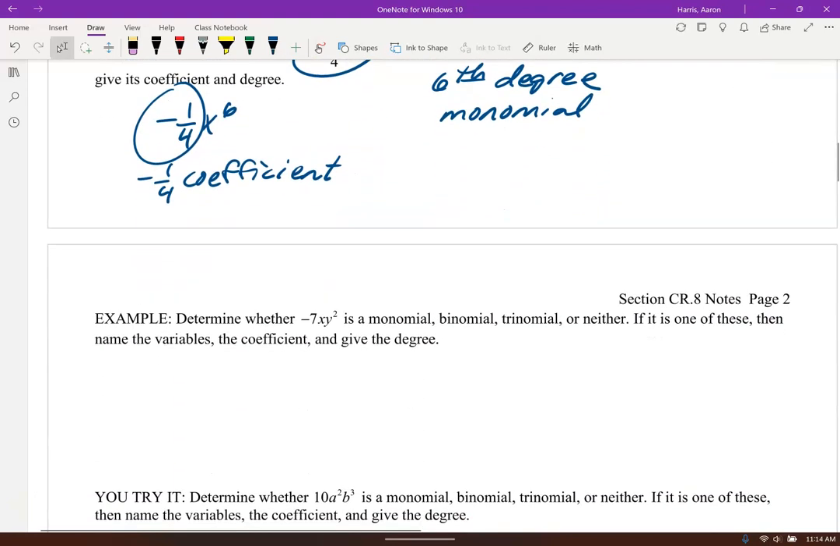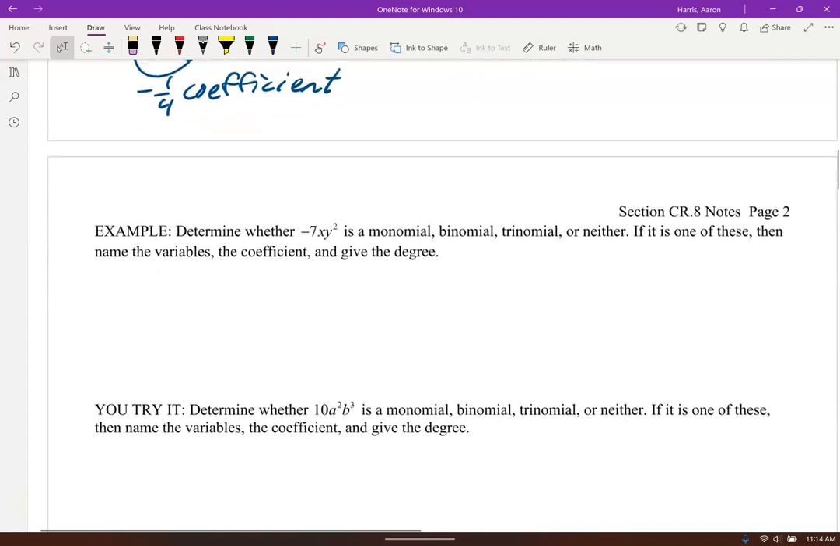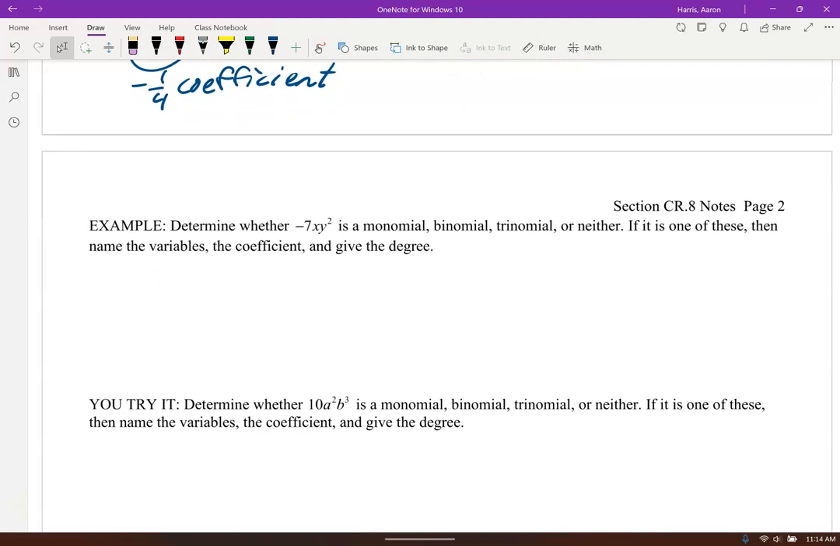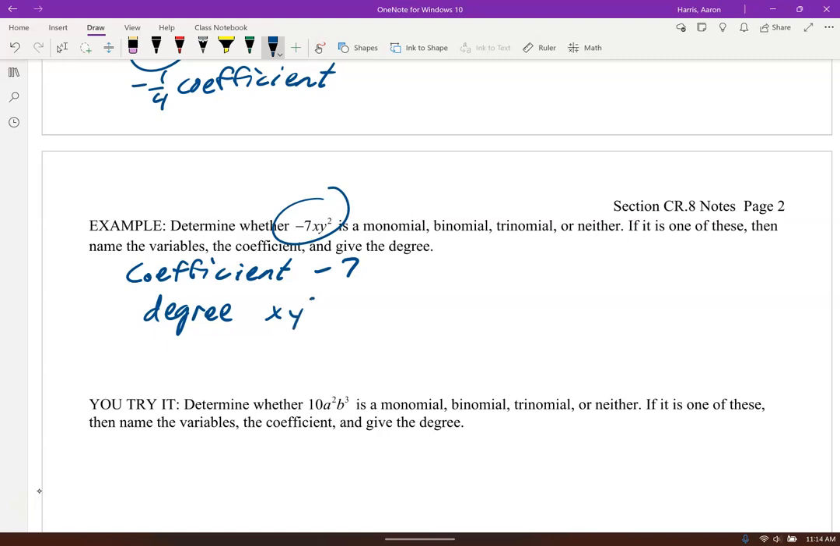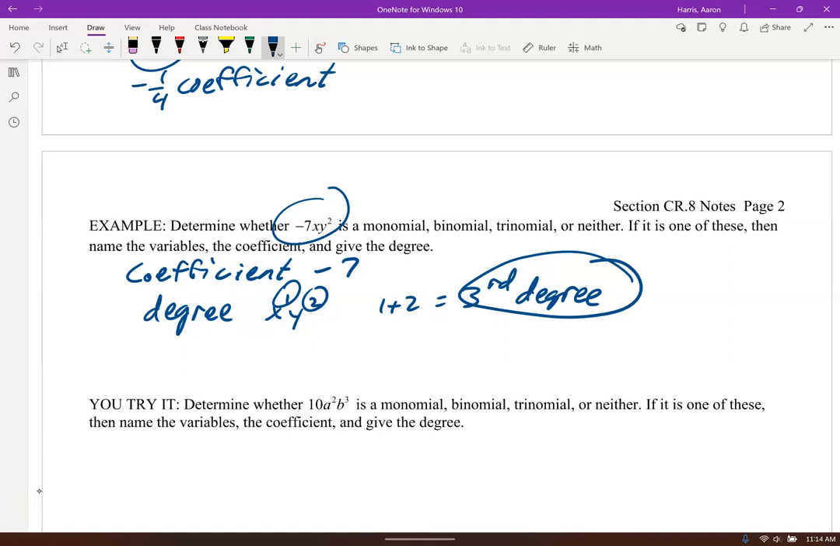All right. Now this one's kind of tricky here. Notice you have, well, the coefficient not so much. Coefficient is negative 7. There's only one term. There's no plus or minus anything else. But notice, what's the degree of this thing? Well, what you do, notice the xy squared. This is x to the 1. You add them. So 1 plus 2 is 3. This is a third degree. If you have more than one variable, you add the degrees.